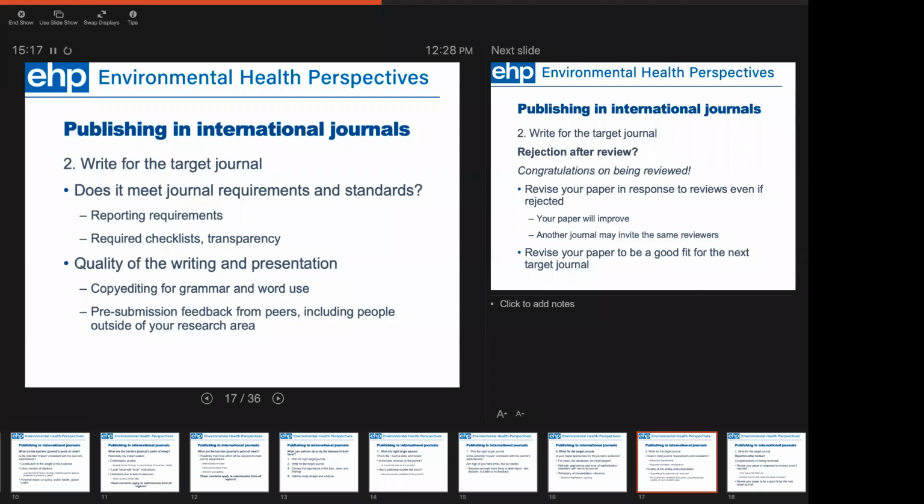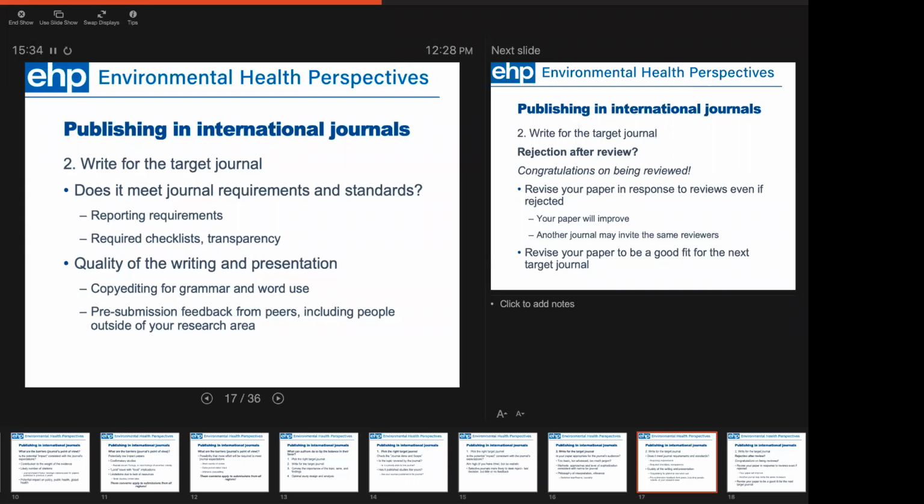And then thinking about the quality of writing and presentation. Now this is actually important for any journal. It doesn't matter where you publish. You want to make sure that your paper is as well written and presented as possible. So consider having somebody copy edit your paper for grammar and word use.